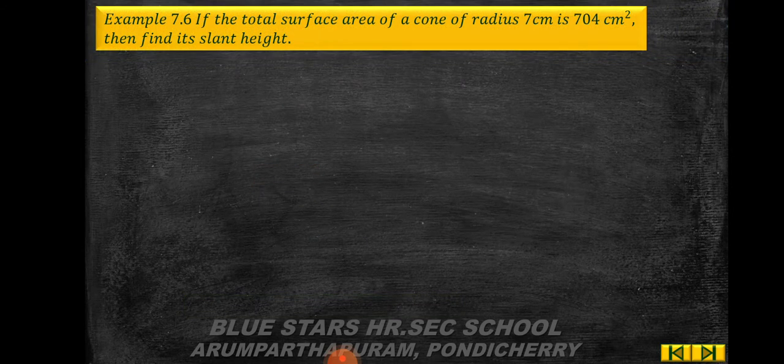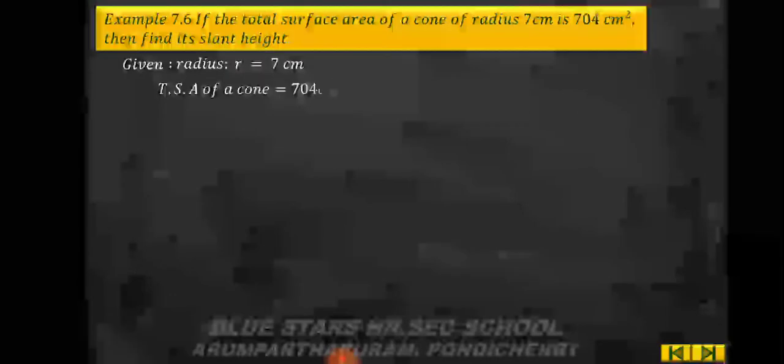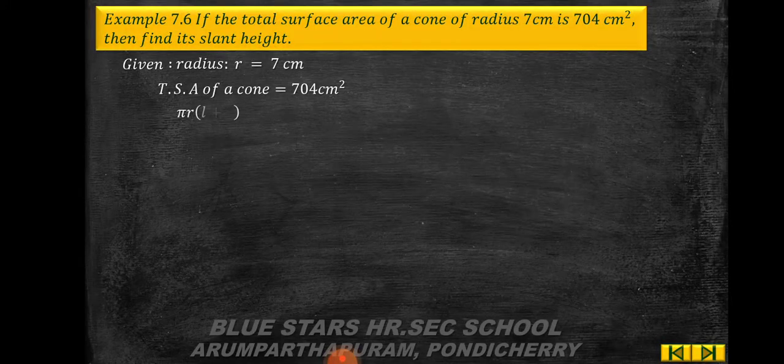Example 7.6. If the total surface area of the cone of radius 7 cm is 704 cm square, then find its slant height. Slant height is nothing but L. So you have to find the value of L. Given radius R is equal to 7 cm and TSA of a cone, that is total surface area of a cone, is equal to 704 cm square.